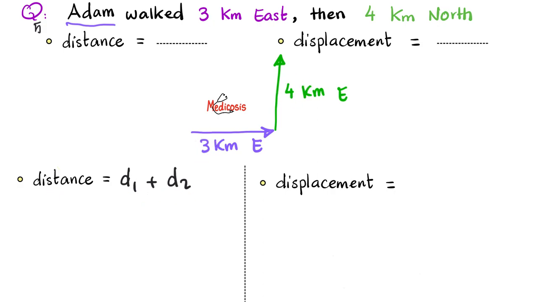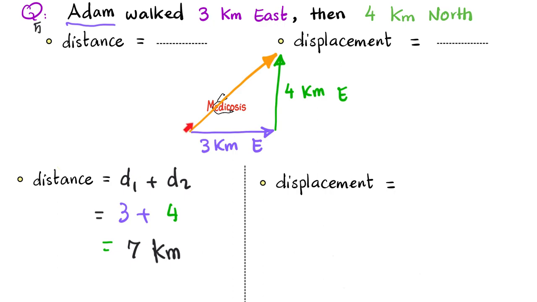3 here and 4 there equals 3 plus 4, and the end result is 7 kilometers. East, west, north, south, I don't care because this is distance. Now when it comes to displacement, forget this and forget this. I want the tail of the first to the tip of the last, which means I need to draw something else. I need to draw this.